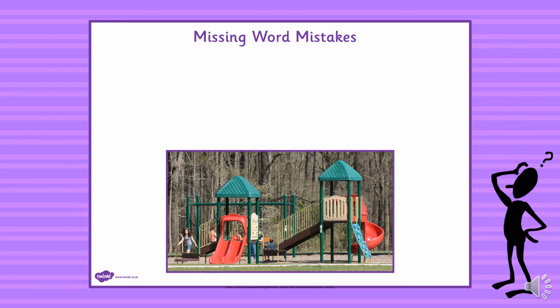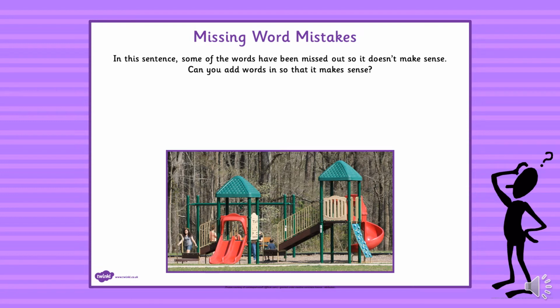So the first thing we need to be looking out for when we're checking our writing is whether or not we have missed out any words. In this sentence, some of the words have been missed out, so it doesn't make sense. Can you add words in so that it does make sense? Have a careful look at the sentence and see what you think. It should really say, last week I went to the park. The word went was missing. Well done if you spotted it.